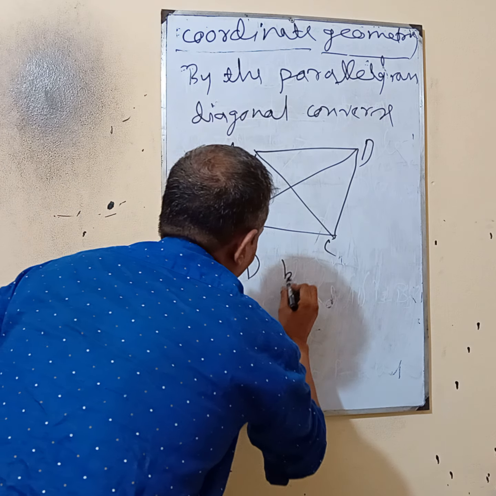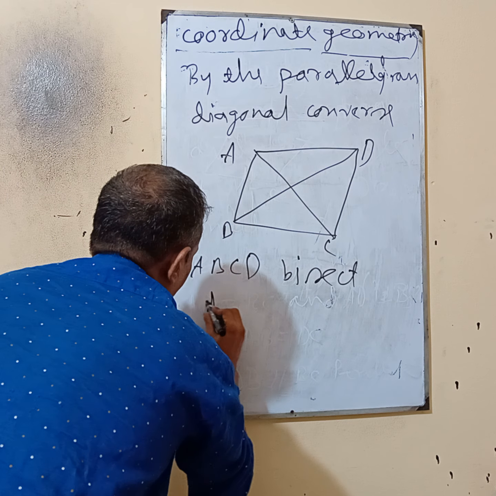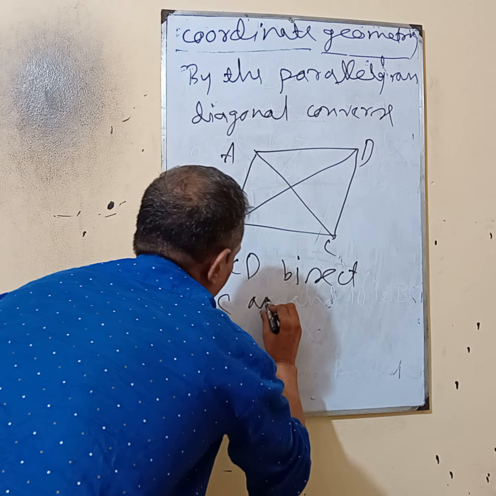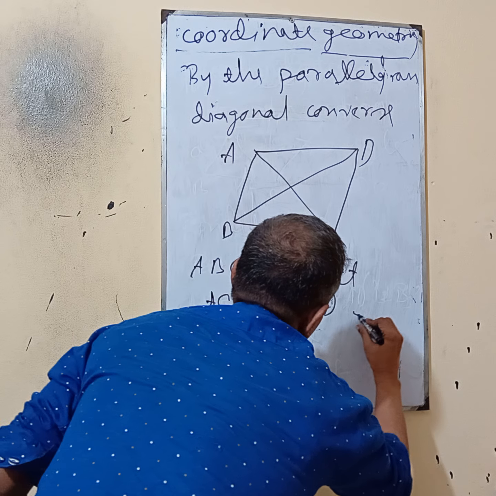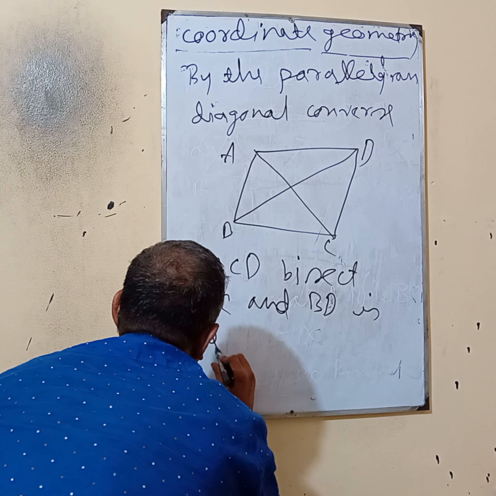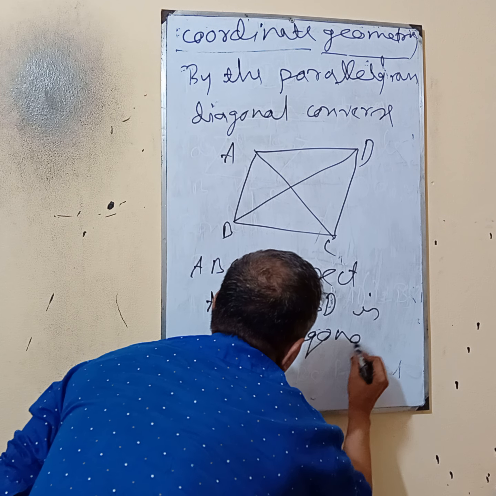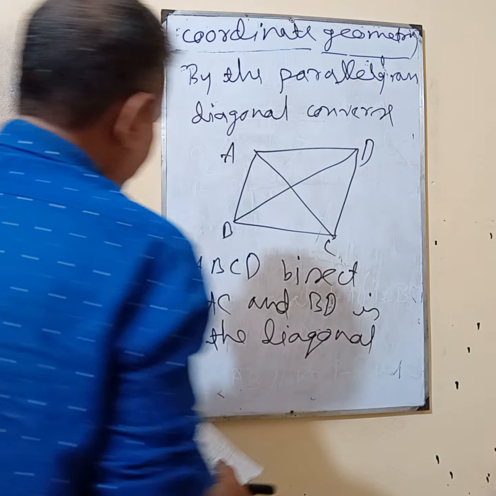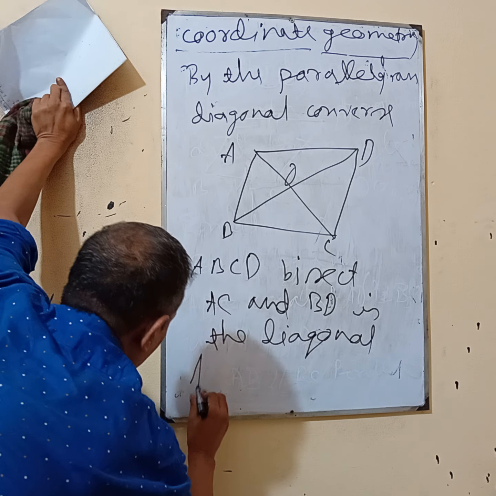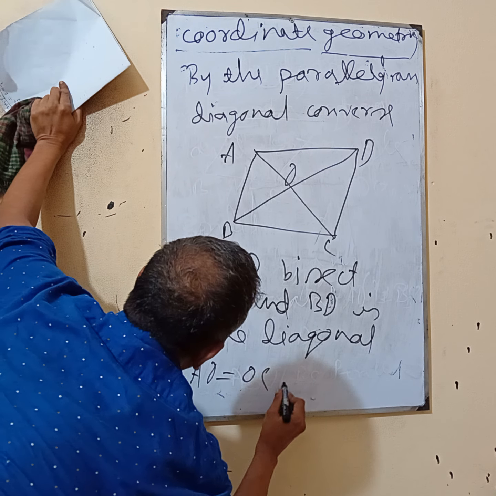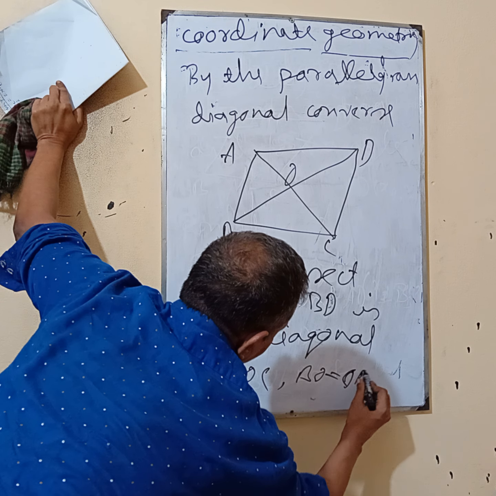What is the meaning of bisect? AC and BD are the diagonals. Bisect means if the diagonals meet at O, then AO is equal to OC and BO is equal to OD. It is called bisect.